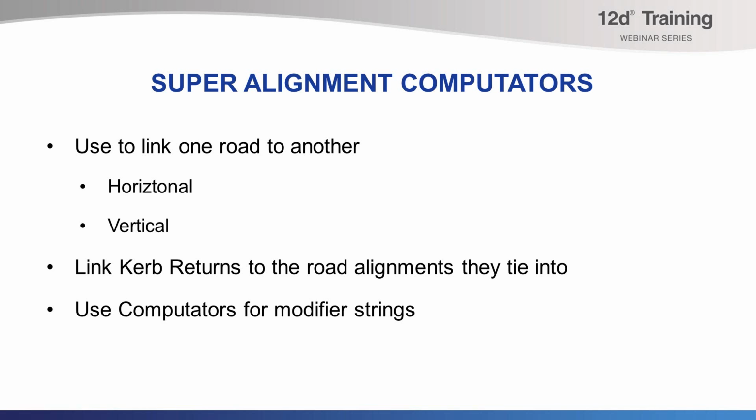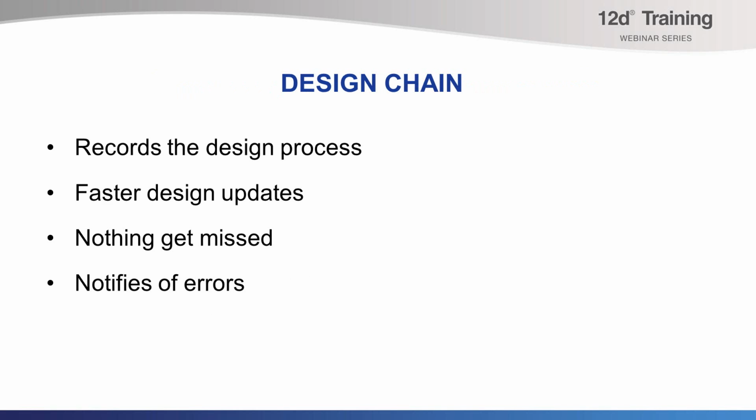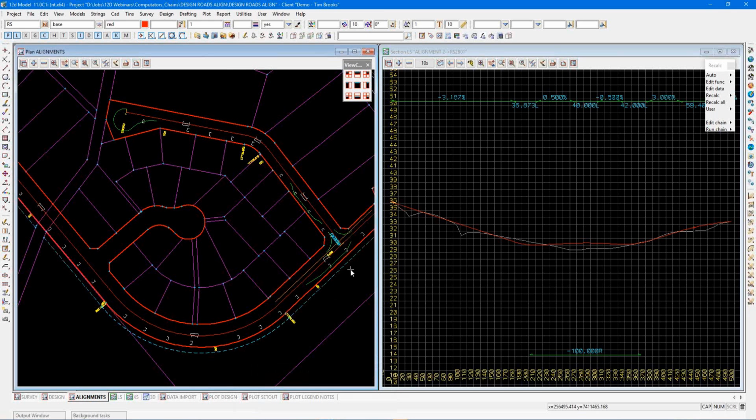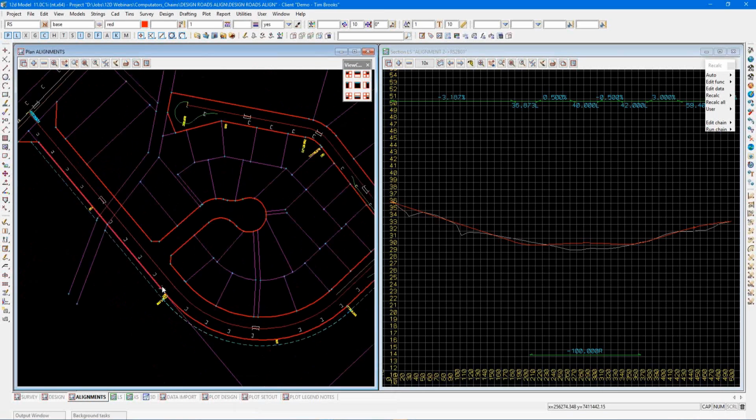We can also have a look at a few other tools that can be used in conjunction with super alignments and computators. Then we'll construct a design chain, and we'll see the benefits: it records the design process, faster design updates, nothing gets missed, and of course it notifies you if there's any errors. So let's go and have a look at these 12D model projects.